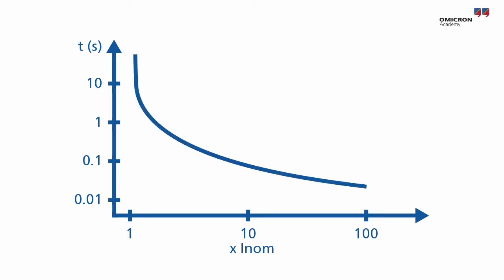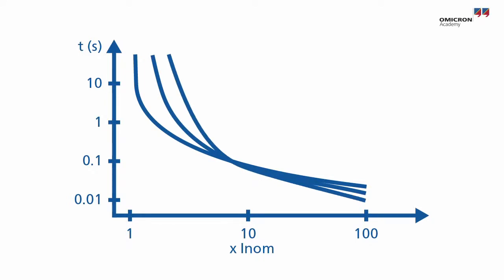An inverse tripping time curve indicates that the relay will trip increasingly faster due to higher overcurrent. There are different types of inverse time curves, such as long time inverse, normal inverse, very inverse, and extremely inverse.